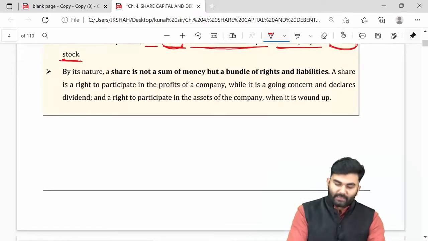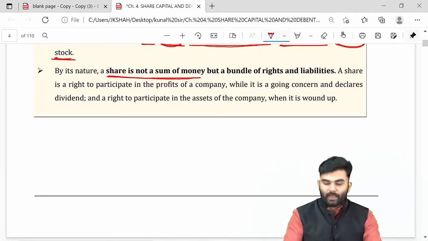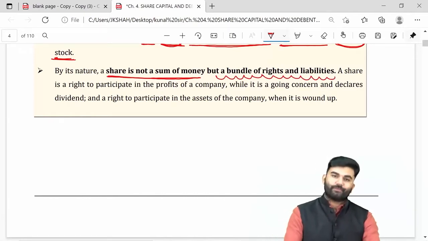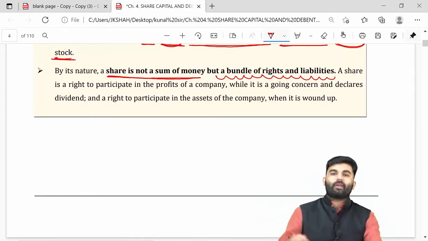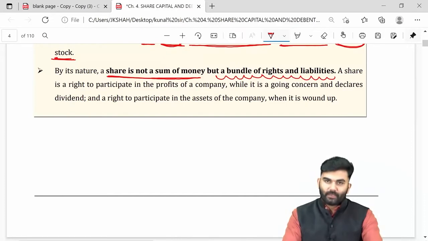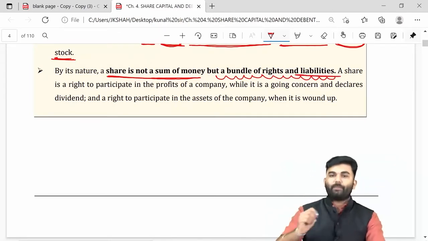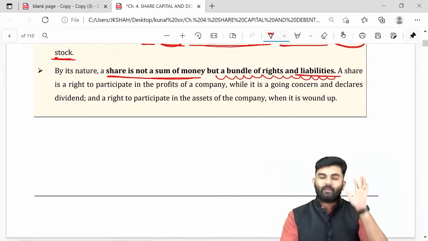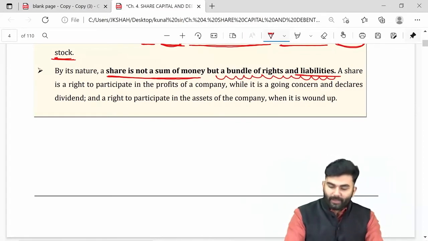The lawmaker says that a share is not a sum of money, but it is a bundle of rights and liabilities. So what will be my liability with the company? The lawmaker says if the shares are partly paid up, then your liability will be towards the unpaid value of the shares. Okay sir, we have understood the liability, but what are my rights?